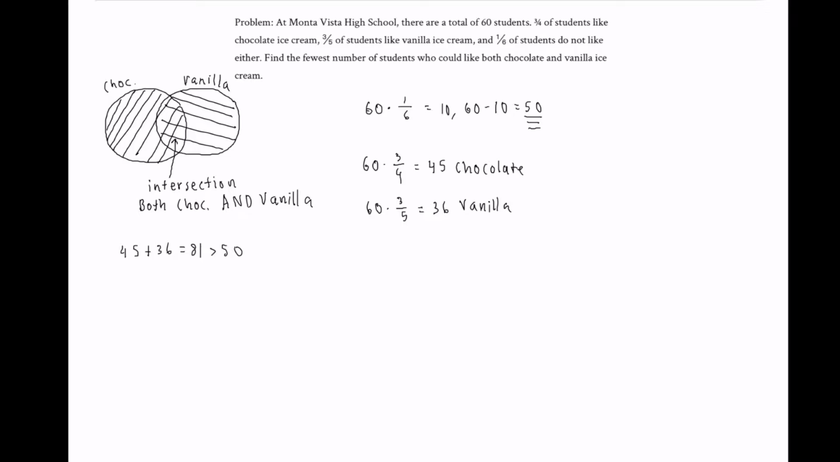A solution to get around this issue is to solve the following. Calculate the number of students who like only vanilla plus the number of students who like only chocolate plus the number of students who like both vanilla and chocolate is equal to 50. The reason this is 50 is because we are ignoring all those students who don't like either vanilla or chocolate.